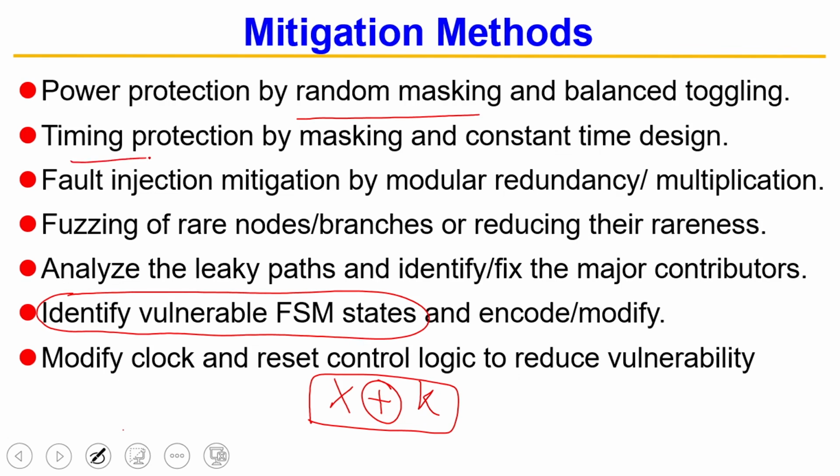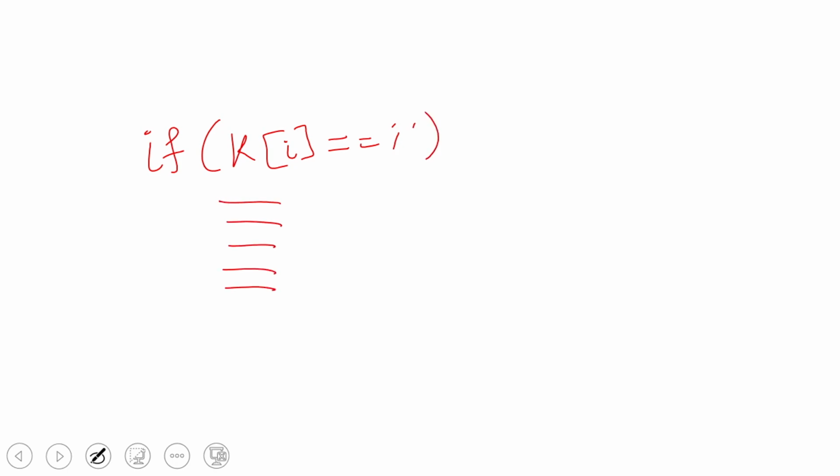Timing protection. Let me illustrate the problem first for timing protection. In elliptic curve cryptography, if you zoom in on Montgomery and a few other places, there are codes such as: if key bit i equal to 1, then you do certain stuff, else you do certain other stuff.